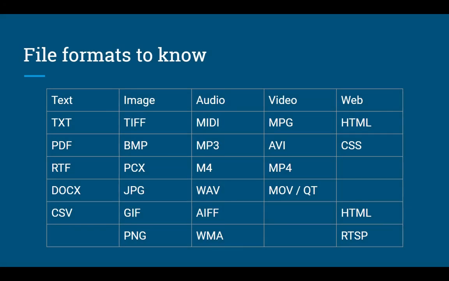Here it is. So we have text file formats that you need to know. Key properties of text, PDF, rich text, doc, and CSV. Image file formats that you need to know. Audio file formats that you need to know. Video file formats that you need to know. MOV/QT, movie, and QuickTime. They're both QuickTime formats. Depends on how they turn up. And the last two, HTML and CSS as your file formats, but also, I'll change that. That HTML down the bottom should be HTTP, and RTSP you need to know as streaming and data transfer protocols.